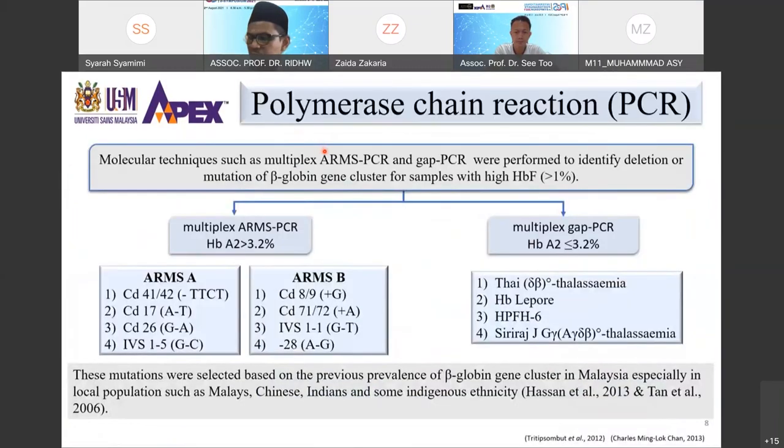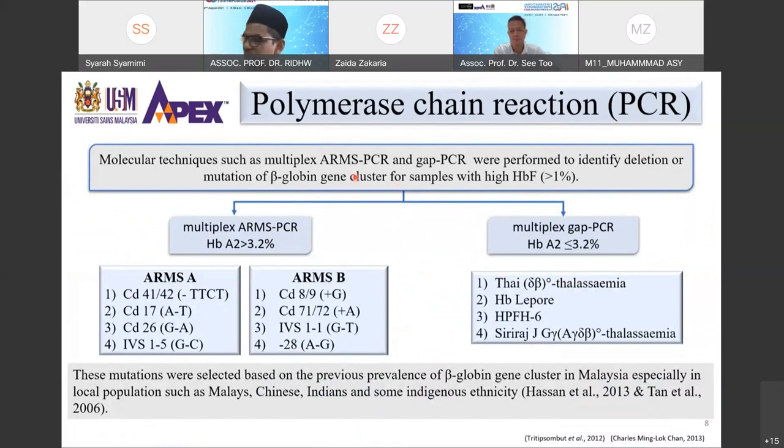Before we proceed to the PCR, we must assess the concentration of DNA and also purity. So we will use the NanoDrop. The concentration and the purity are important to get the appropriate result in the post-PCR.